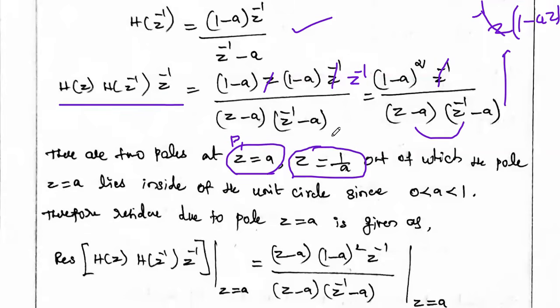But here you see the second pole. The second pole P2 equal to 1 by A, okay, so 1 divided by A. Here A value is less than 1, so 1 divided by some value less than 1. For example, A is 0.5 means 1 by 0.5 is 2. Similarly, 1 divided by 0.9 is also greater than 1. So that's why the second pole is greater than 1.